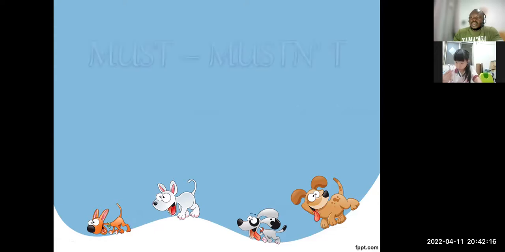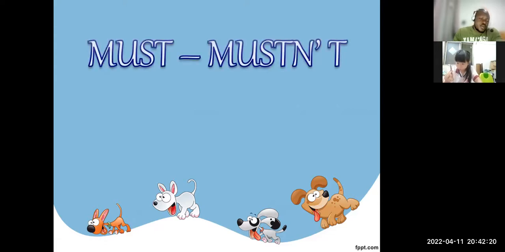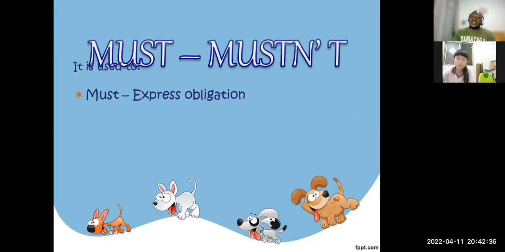All right. So the next one is must and mustn't. Let's look at this one. Where are must and mustn't used? Must is for obligation. Obligation. All right. So, obligation, right? For example, we say, you must, right?